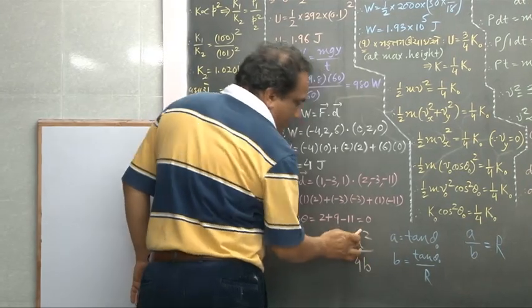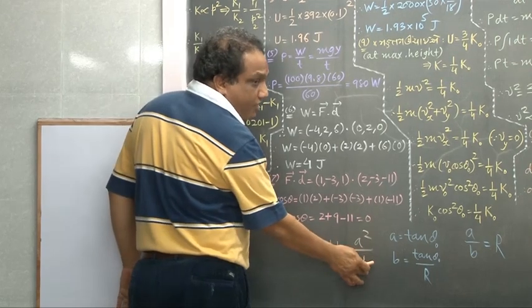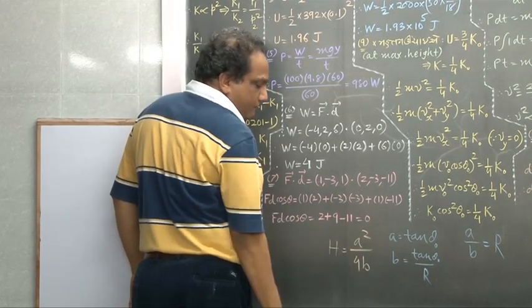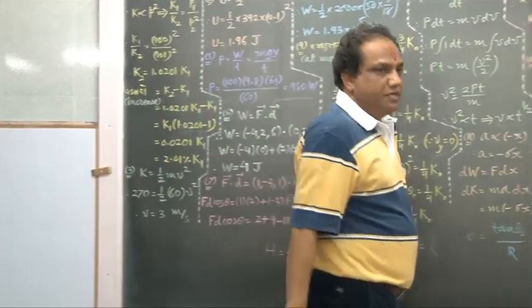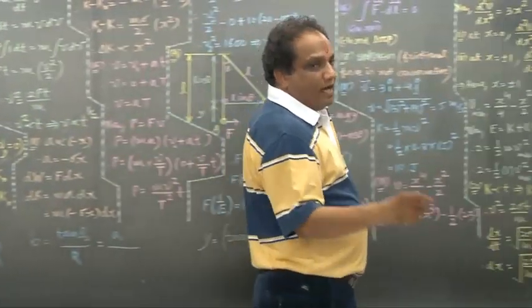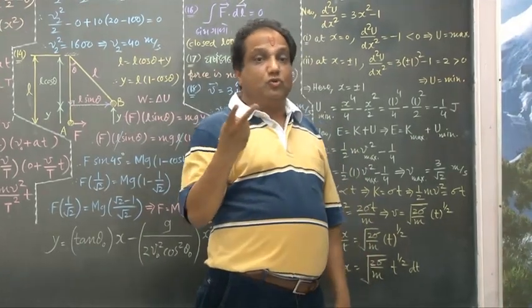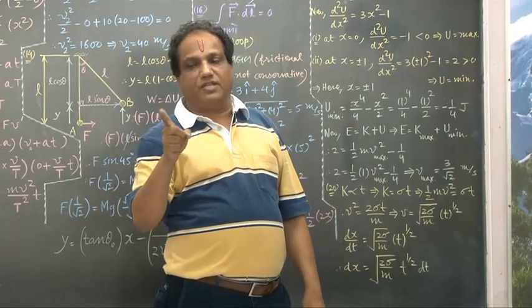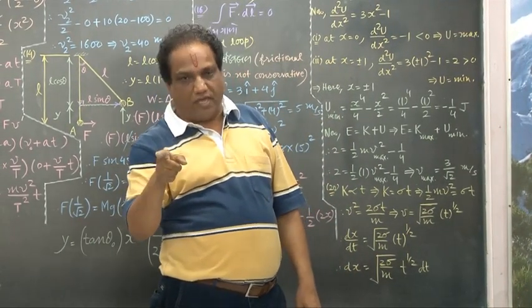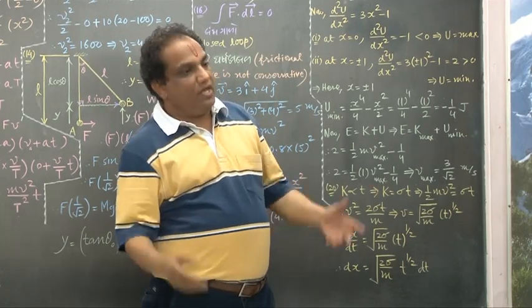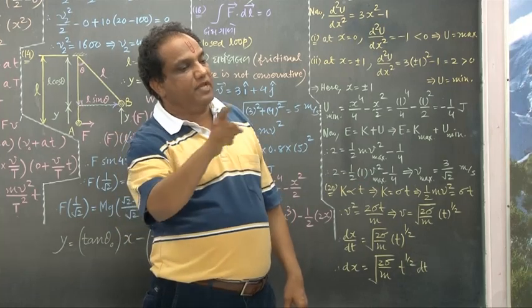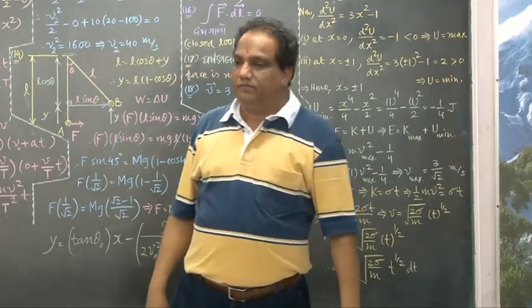Correct? What is the value of a right now? 4. b is 2. It will also come out to be 2 meters. H is also 2 meters, R is also 2 meters. So which two new formulas did you come to know? Capital H equals a square upon 4b and capital R equals a upon b, in which equation y equals a x minus b x square.